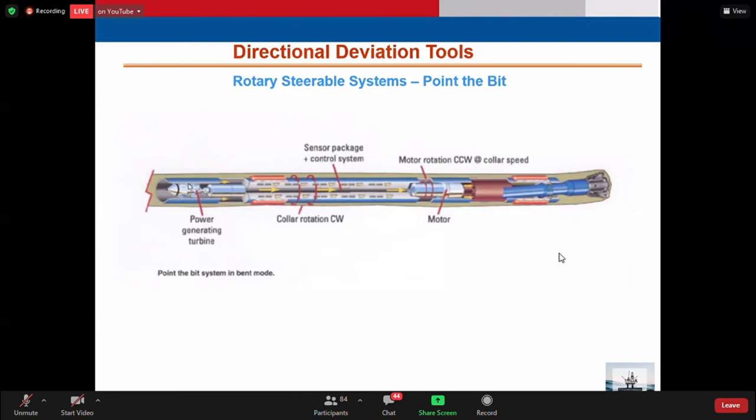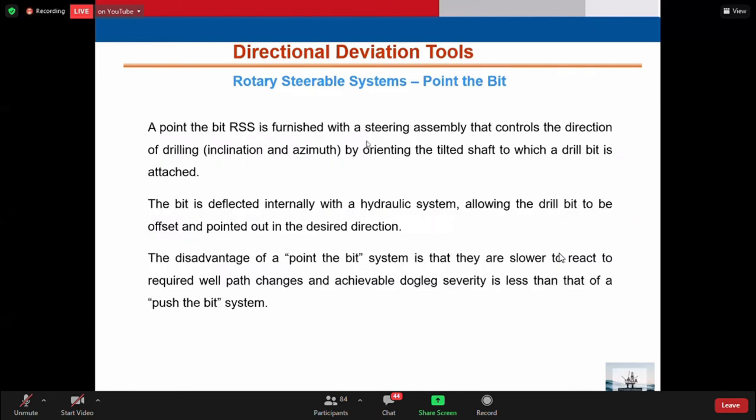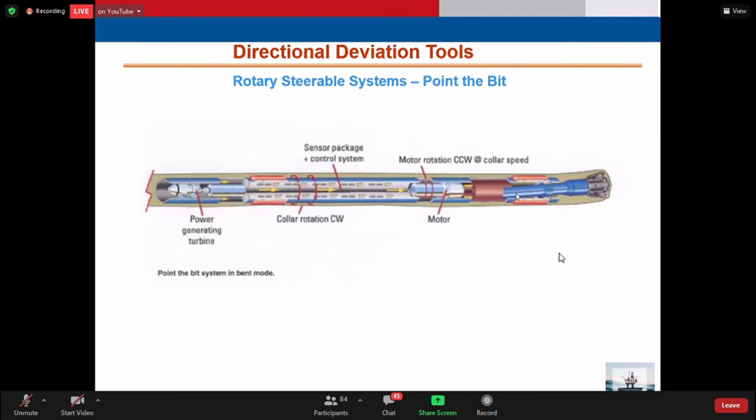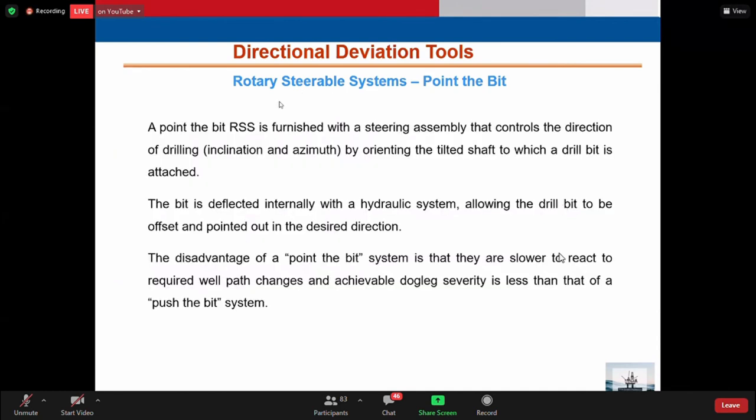When we use the point the bit, we have the power generating turbine or something, then the rotation sensor and MWD and motor, and then the tilting section. But this tilting section can be controlled from the surface and work in many angles without any changing of the bit or changing the string. At that point, the RSS is provided with the steering assembly that controls inclination and azimuth by orienting the tilted shaft to which the bit is attached. So, if I want to change the direction, I will tilt the assembly above the bit to the desired direction, up or down, according to the desired inclination and azimuth.